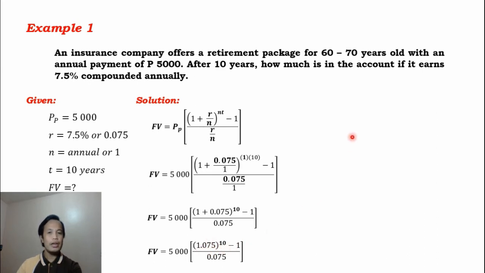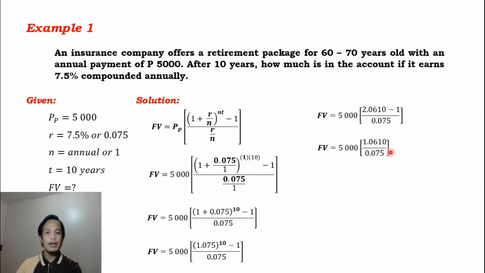By using a calculator, we copy the 5,000, the periodic payment, and 1.075 raised to 10 is equal to 2.0610. Then we subtract 1, then we copy the denominator 0.075. Then we subtract the numerator, of course, that would give us 1.0610.